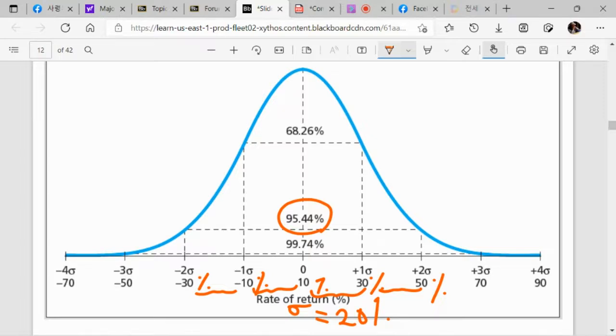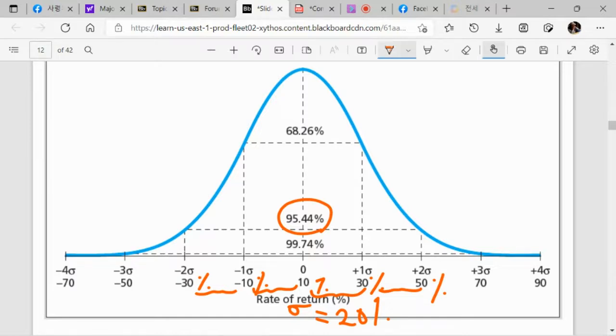So that means you can have like 49% return, or 30% return, or 50% return, right? But for any return between negative 30% and positive 50%, the probability of those returns happening is 96%. Okay, so it's a quite broad range.